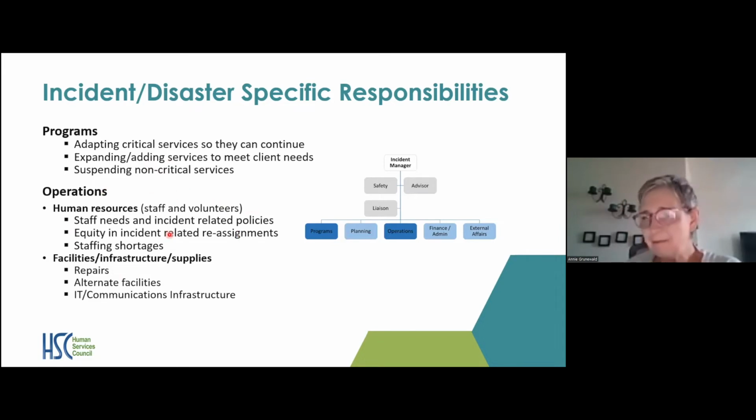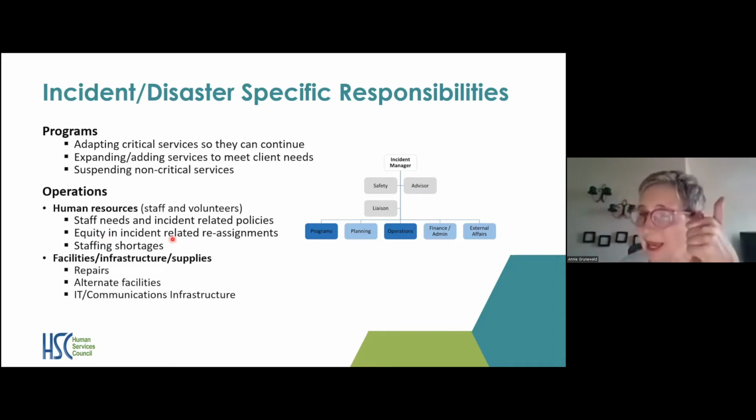Operations, your department may be different. Maybe operations doesn't have human resources and facilities. The point is, these two pieces, the human resources, are really going to be concentrating on staff needs and those changing needs. You may have a lot of policies that have to change, or policies that staff aren't familiar with that you're going to have to communicate.